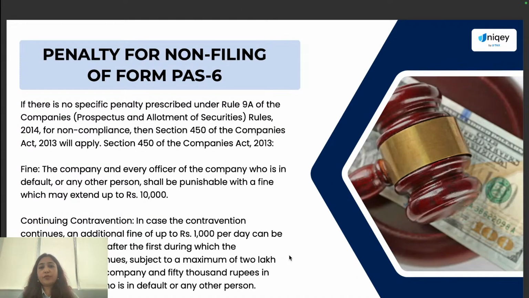Penalty for non-filing of form PAS-6. As per the section, no specific penalty is mentioned. But when no special penalty is mentioned in the section, then section 450 of the Companies Act will be applied. The company and every officer of the company who is in default, or any other person, shall be punishable with a fine which may extend to 10,000 rupees. If the default continues, then the penalty will be 1,000 rupees per day, with a maximum of 2 lakh rupees in case of a company and 50,000 rupees in case of an officer in default.